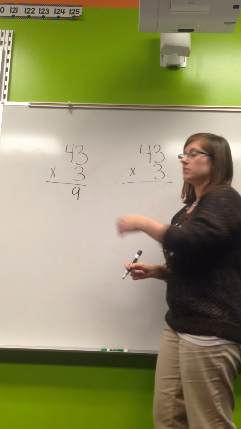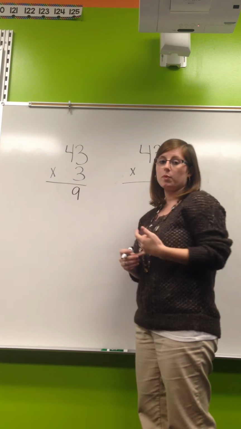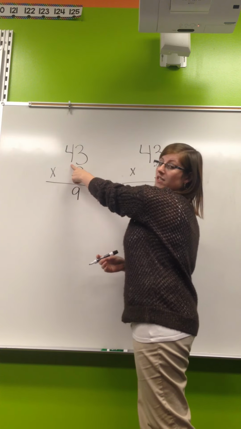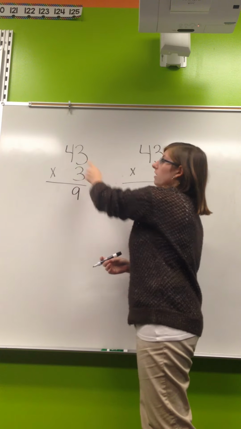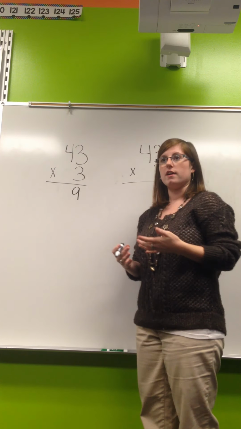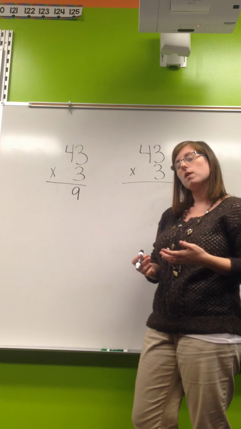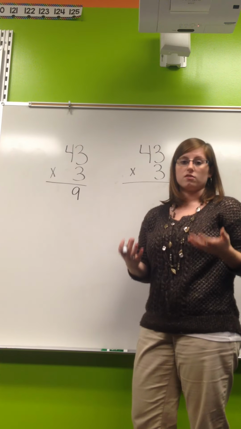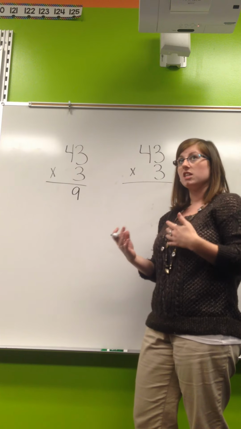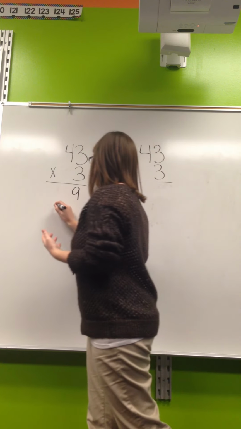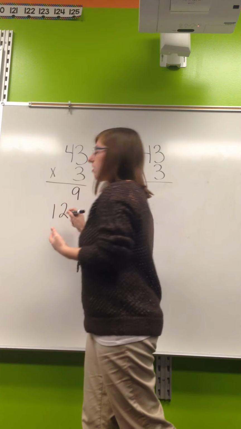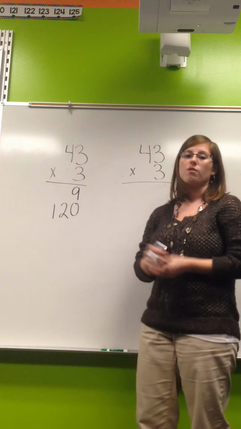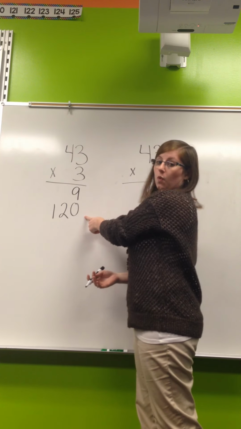The next step is to work with the 4. And in partial products, we want to think, what is the value of that 4? It's in the tens place, so we know the value of the 4 is 40. So in our heads, we're going to think, instead of 3 times 4, we're going to think 3 times 40. And something that your kids have been learning is we can think 3 times 4 is 12, and there's 10 in 40, so we'll add the 0 at the end. So we know 3 times 40 is 120.